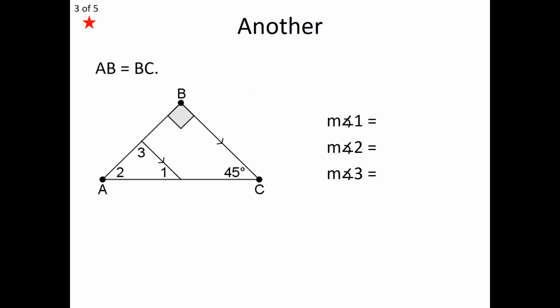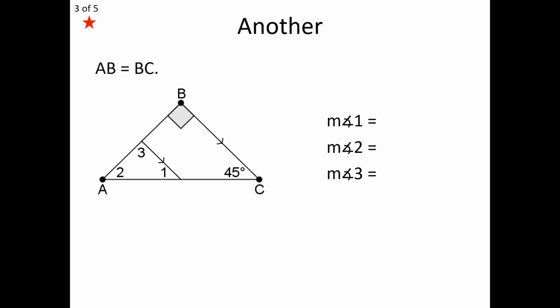Let's take a look at another example. Let's do another angle hunt. In this diagram, we've already denoted that we have a parallel pair of segments. And we're also given that some segments in the diagram are equal in measure, that AB is equal to BC. We're going to use what we know in this diagram to find the measures of angles 1, 2, and 3. And again, we may not go in order.